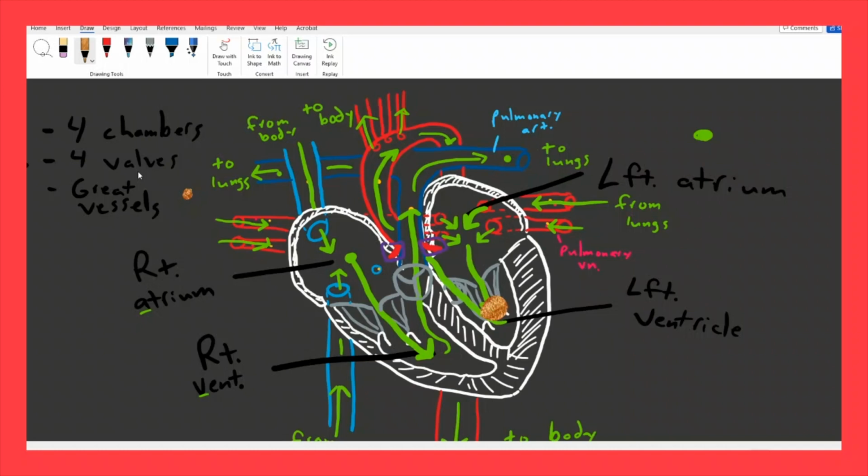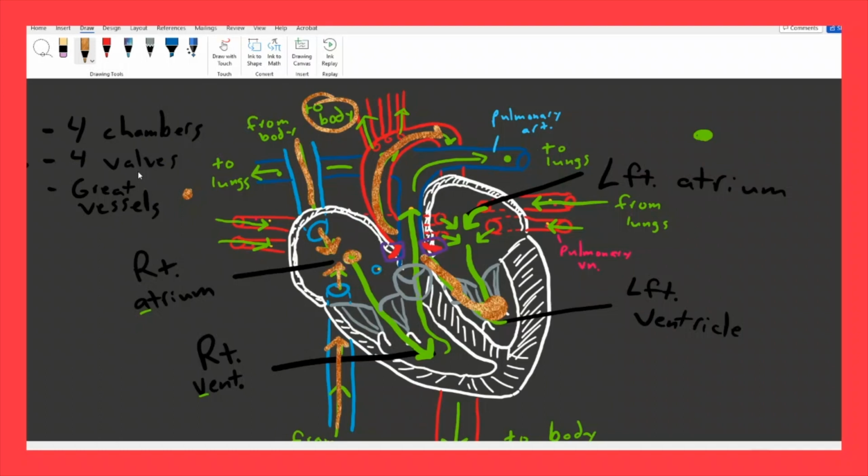So I have blood in the left ventricle. Where's it going to go? Out of the heart. Through what valve? The aortic semilunar valve. Into what great vessel? The aorta. Where does it go from the aorta? To the body. How does it come back from the body? The two vena cavas. Superior vena cava, inferior vena cava. Coming back from the body.